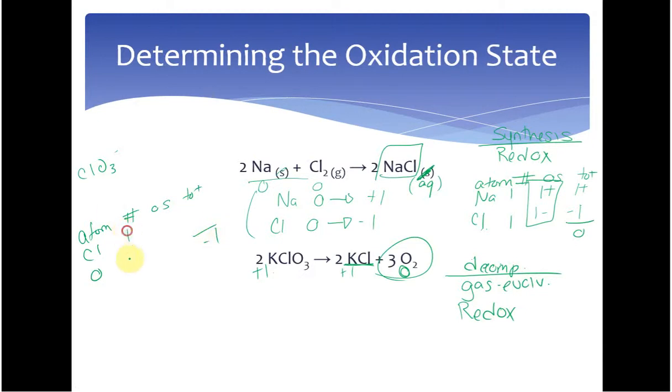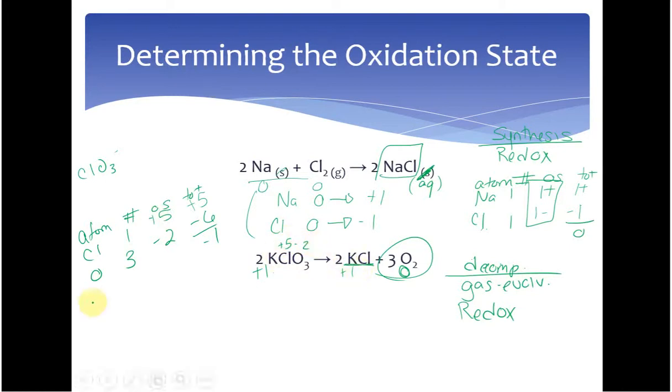So we've got 1 chlorine and 3 oxygens. Oxygen in any compound is going to be -2 unless it's a peroxide. That gives us a total negative of -6. To add up to be -1, this has to be a +5. So chlorine here is going to be plus 5, oxygen is minus 2.